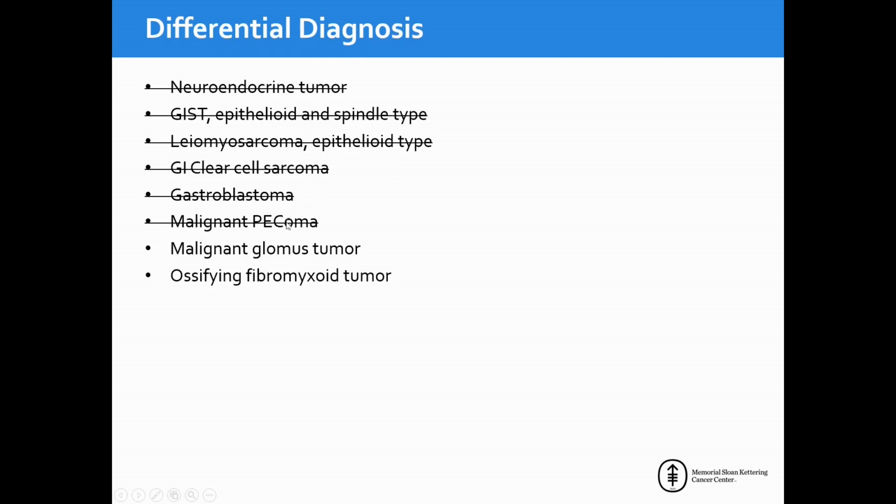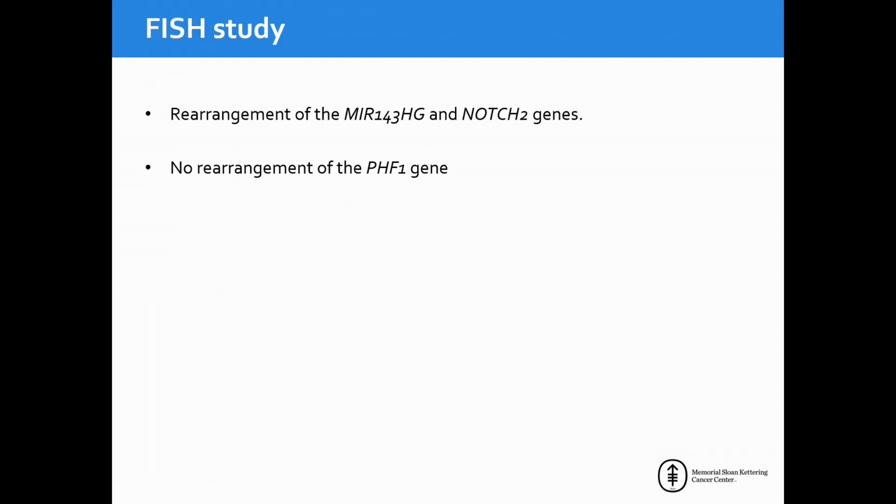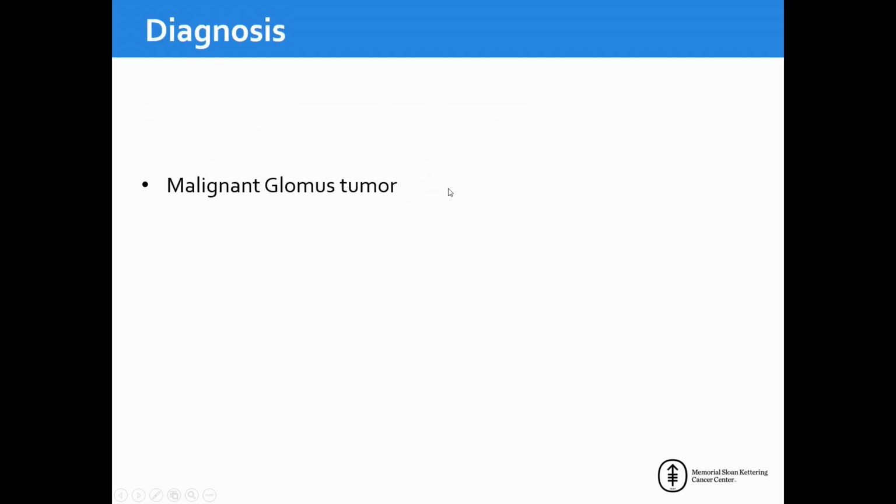Given some of the mesenchymal tumors that we had FISH probes for, we did some FISH on this case. This tumor was rearranged for the microRNA 143 and NOTCH2 genes, but there was no rearrangement of the PHF1 gene. What does this mean? This means that this is a malignant glomus tumor.